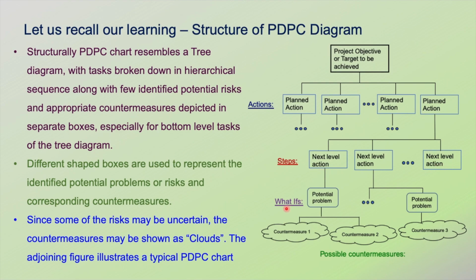So what will be done or what can go wrong? So these are all the potential problems. Similarly, for this action, these are all the potential problems. So if that happens, what can we do to overcome that? This is the countermeasure 1. This is the countermeasure 2. This is the countermeasure 3, like that. So typically, the PDPC diagram resembles a tree diagram.